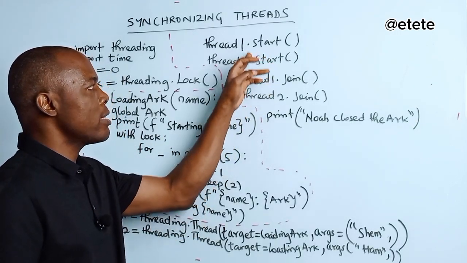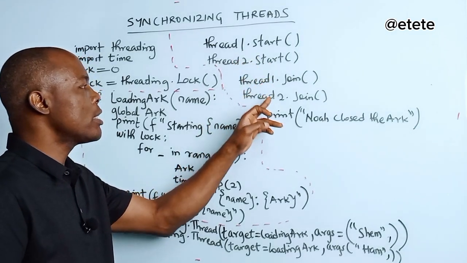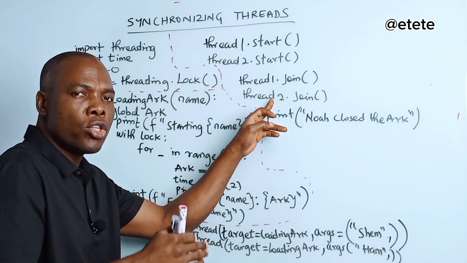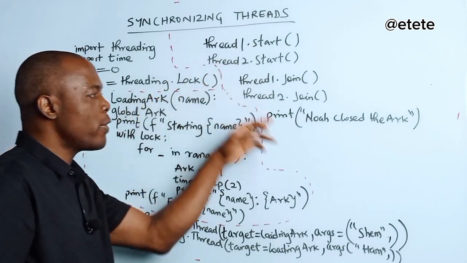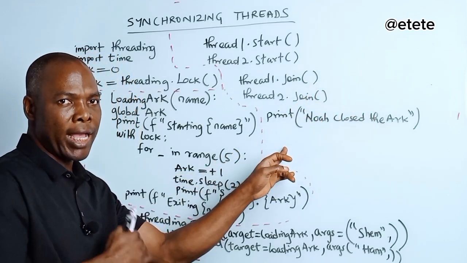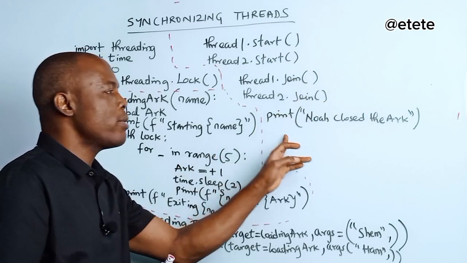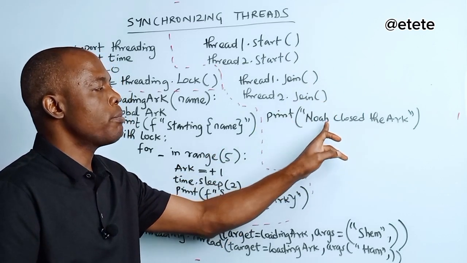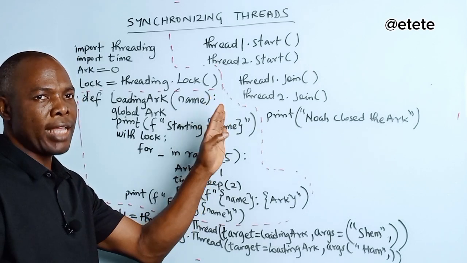This is when Noah started both of them, giving them the instruction. These 2 lines are instructing Noah to wait for the children to finish loading before Noah will perform this task. So this is blocking Noah from locking the ark. After they've loaded the animals into the ark, Noah can now do what? Print out, Noah close the ark. That is the end of the task.